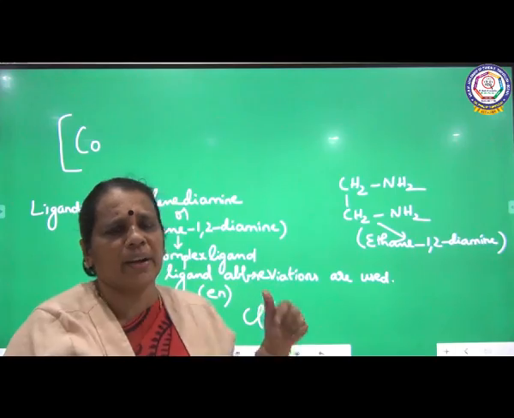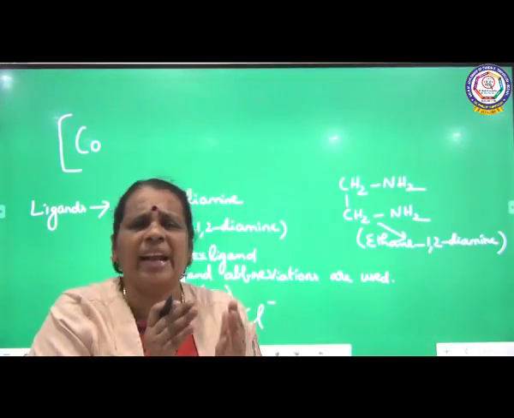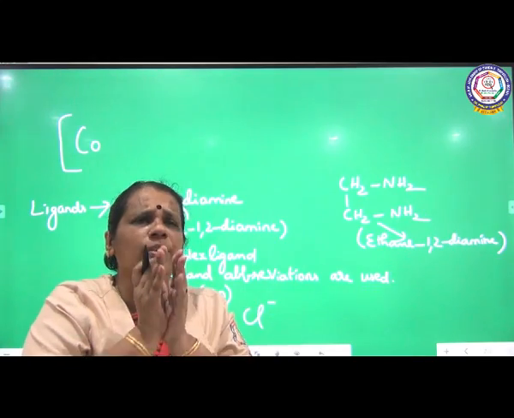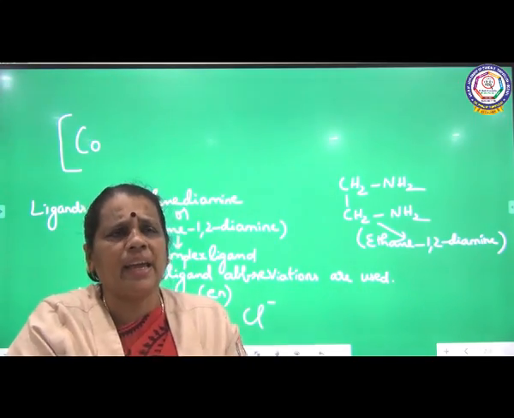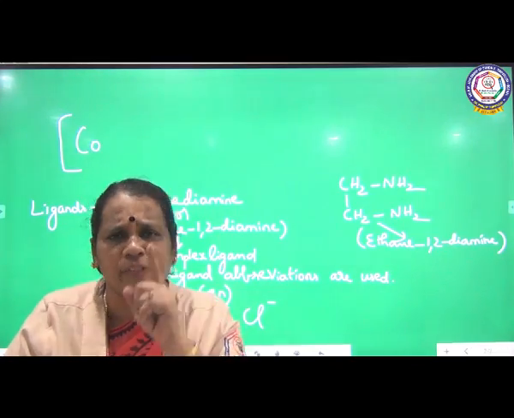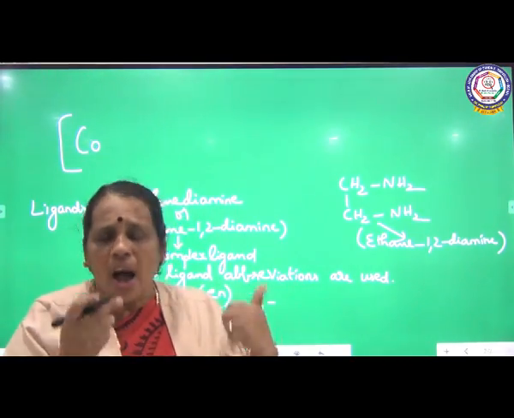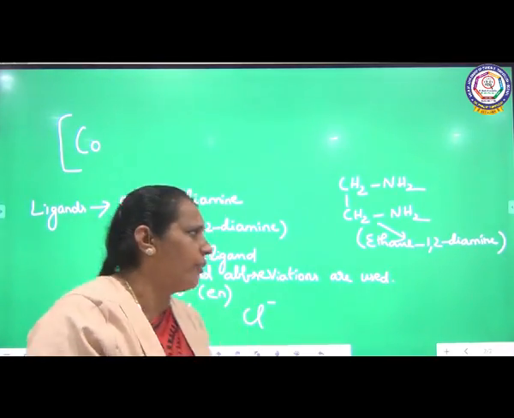It is a binuclear complex. There are two different ligands. So how can we arrange the ligands? Ligands should be arranged alphabetically based on the first letter of the formula. So we are going to arrange the ligands alphabetically according to the first letter of the formula.